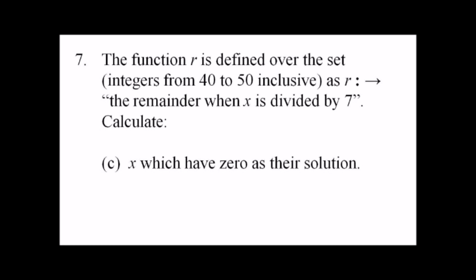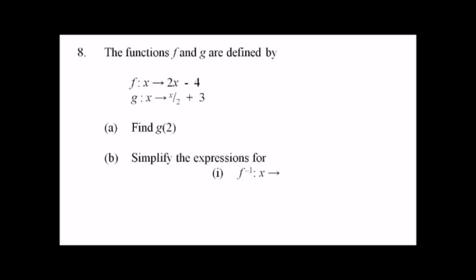Still dealing with a function. And here we go to number 8. The functions f and g are defined by f of x is 2x minus 4 and g of x is x over 2 plus 3. Find g of 2. So go find the function for g and substitute 2 where you see x, get an answer.